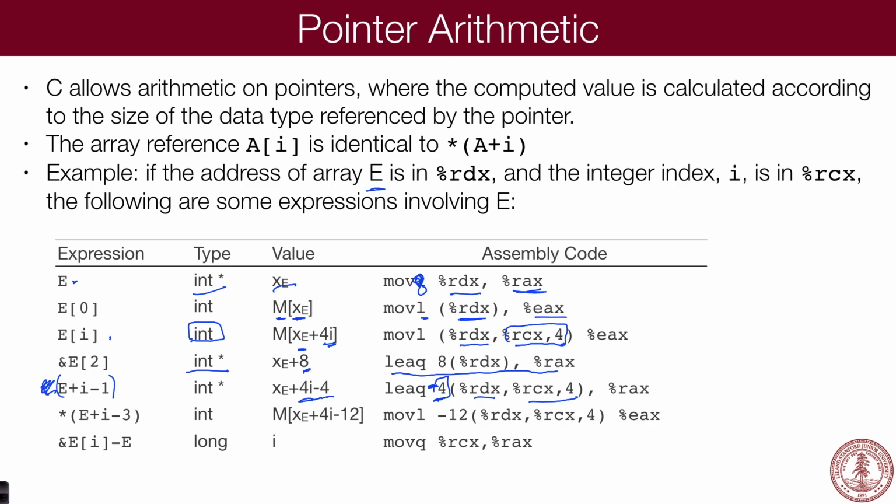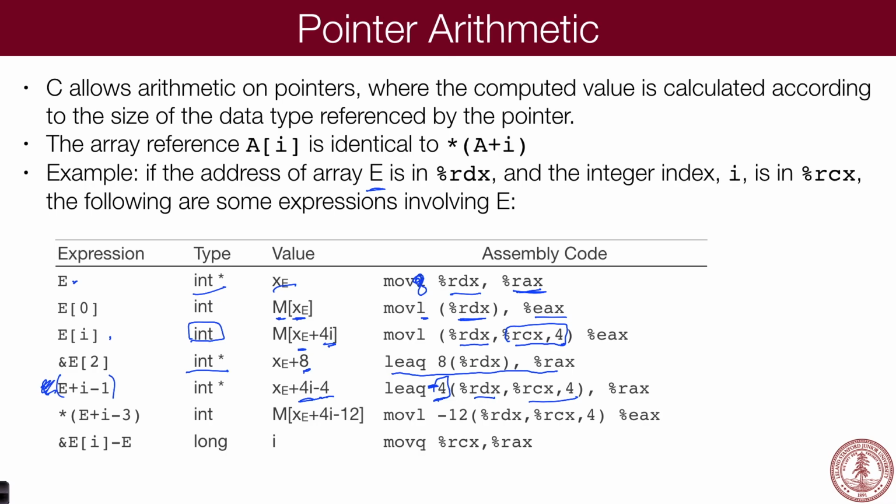Question: when you say the integer index I is in RCX, you just mean that the register RCX is a placeholder for it? It means that, let's say you have some variable I, which is your index. You're going to store it in a register maybe. If you're doing a loop, where are you keeping that loop variable? Probably in a register, right? The value of I is going to be in that register. That's the idea.